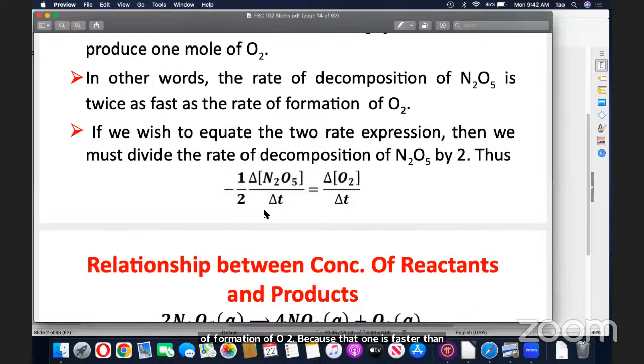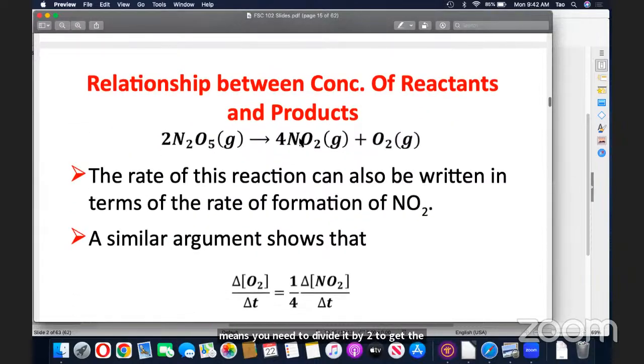By how much? It is faster by double, really. Then that means you need to divide it by 2 to get the rate of formation of O2. If you want to determine it from the rate of formation of NO2, you'll also look at the mole ratio. It is 4:1. It means that the rate at which NO2 is being produced is faster by a multiple of 4 than the rate at which O2 is being produced.